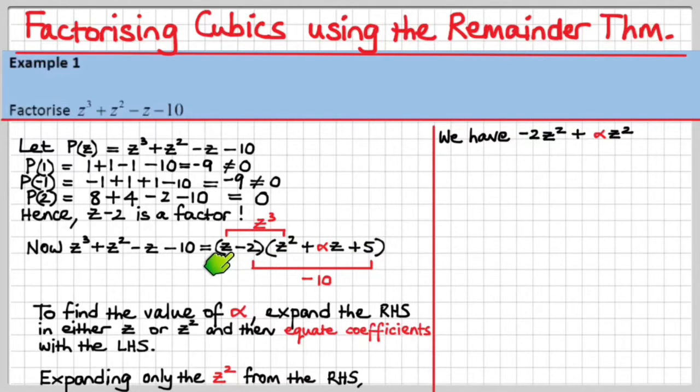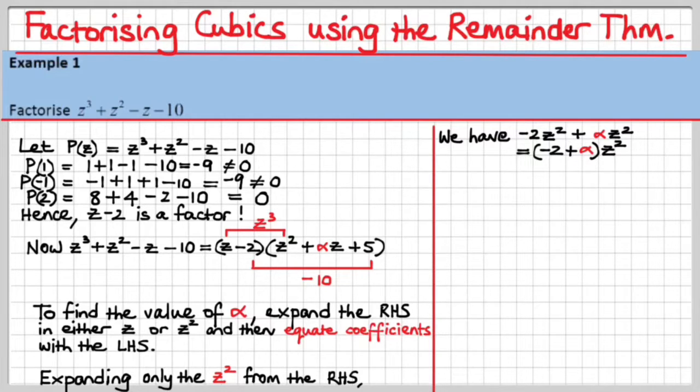So this z, if we multiply that by the middle term, we'll get alpha z squared, won't we? And if we take this minus 2 in the leading bracket, if we multiply that by the first term of the second bracket, we'll get minus 2z squared. So that's where I got this from, okay? Just expanding the z squared term. If we simplify that a little bit, we'll get minus 2 plus alpha in brackets z squared.